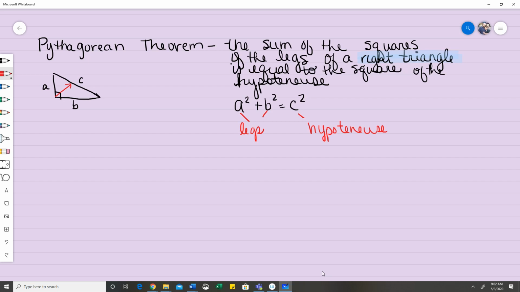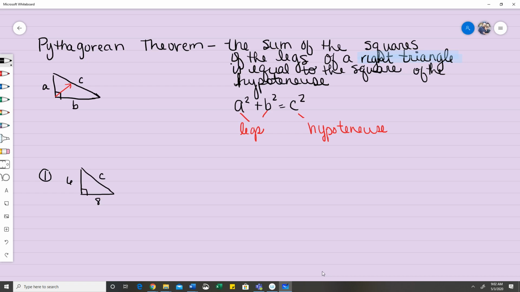All right, let's look at a couple of examples of how we can use the Pythagorean theorem to find a missing side, okay? So if I have a right triangle that has a side of 6 and a side of 8, okay? So a leg of 6, a leg of 8, and I'm not sure what the hypotenuse is.